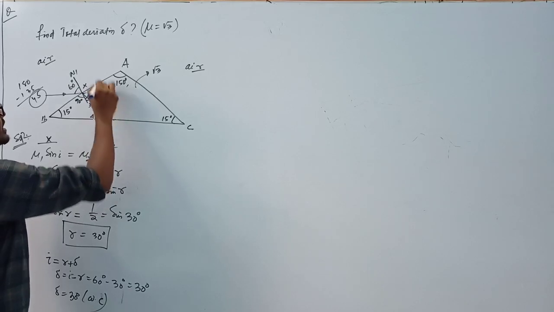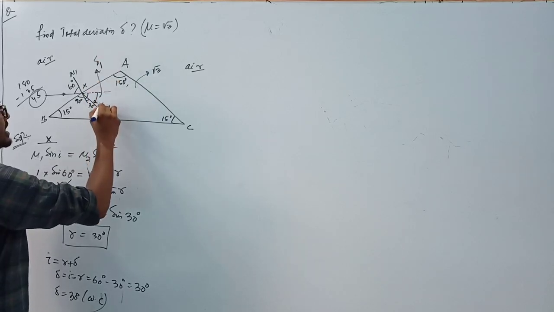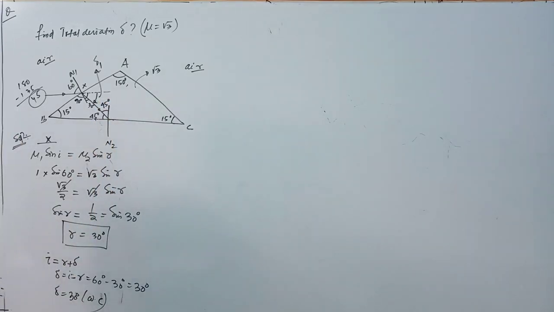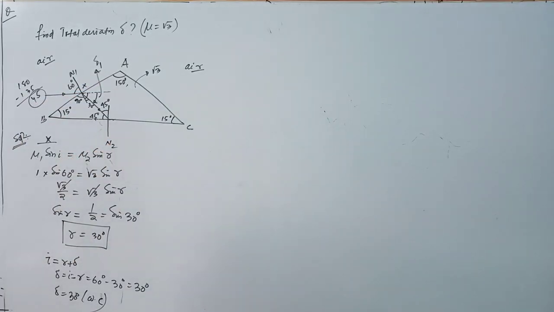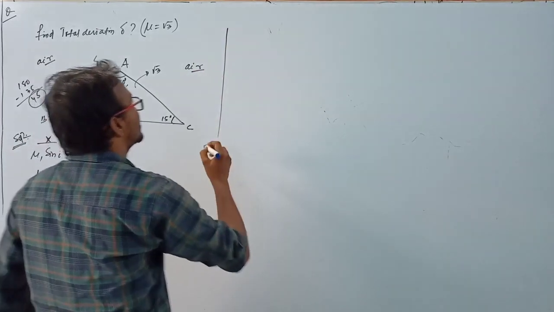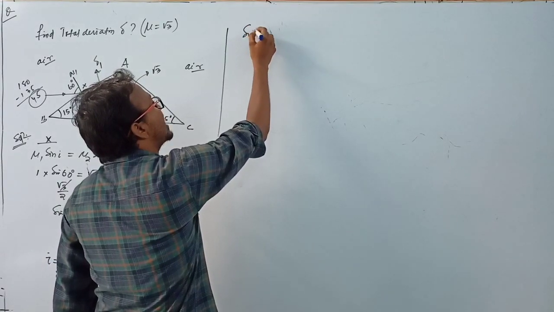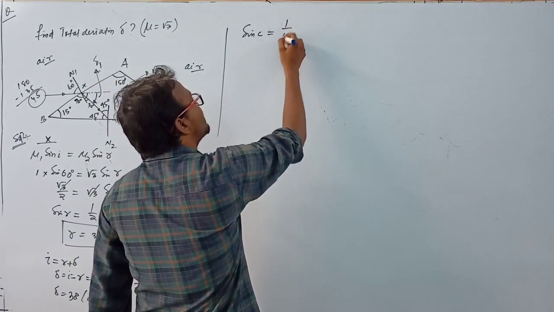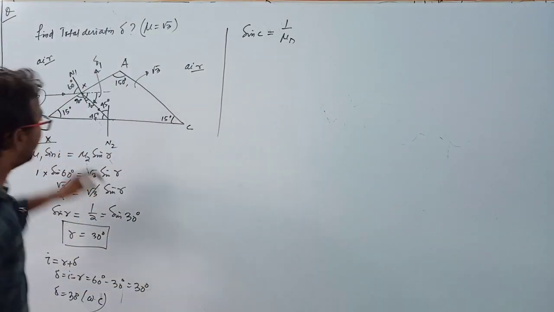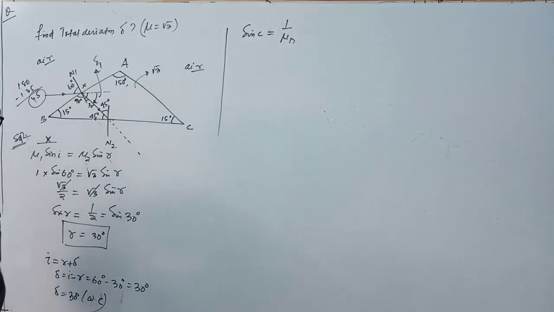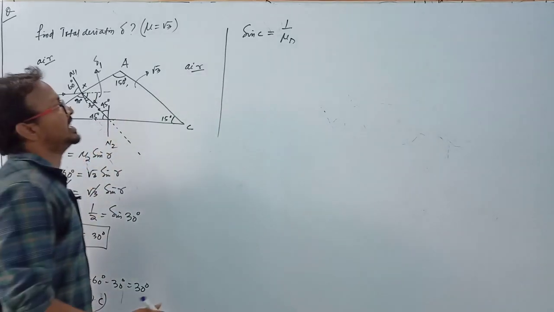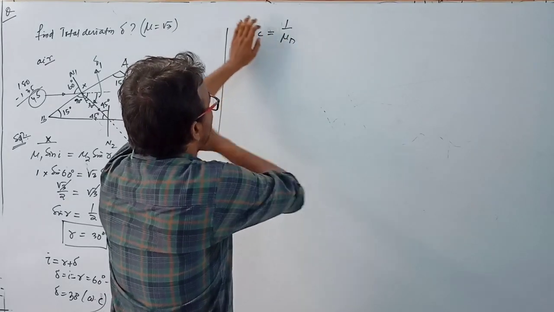Here this deviation is delta 1, and this angle is equal to 45 degree. Now a question may arise here: when a ray travels from denser to rarer medium, it is a possible case of total internal reflection. So first we have to calculate the critical angle here. So what is the critical angle? We already know sin C equals 1 by mu d. When light travels from denser to rarer medium, in this direction, if there is a possible total internal reflection, first we have to find the critical angle.